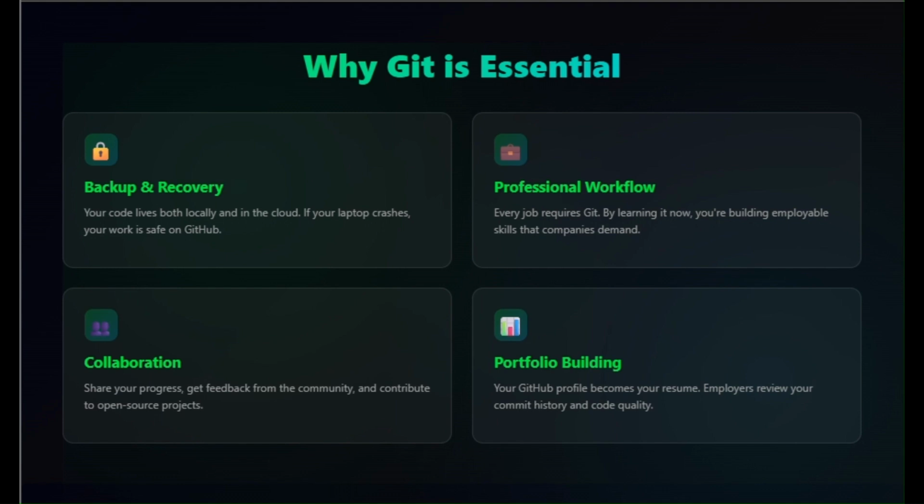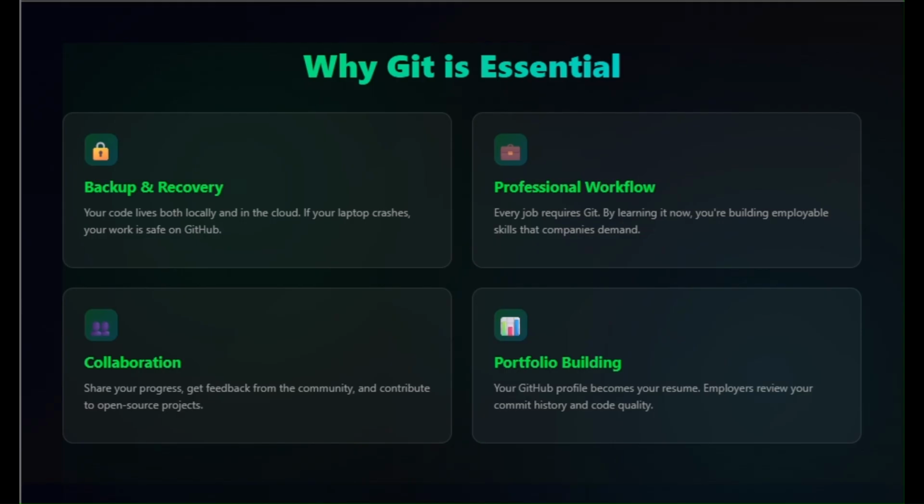Git is a version control system. Think of it as a time machine for your code. Every time you make a change, Git takes a snapshot. If something breaks, you can go back. If you want to experiment, you create a branch. If you want to collaborate, you push to GitHub. Here's why we are using Git from day one in this course.